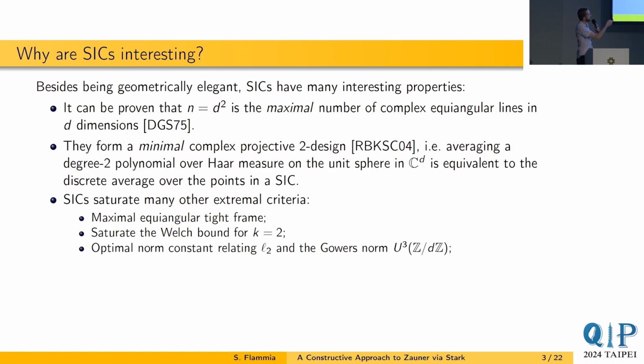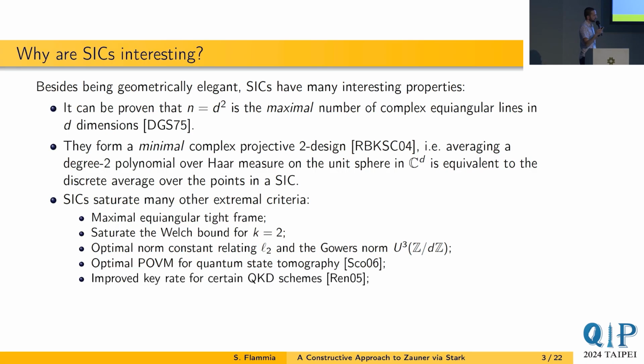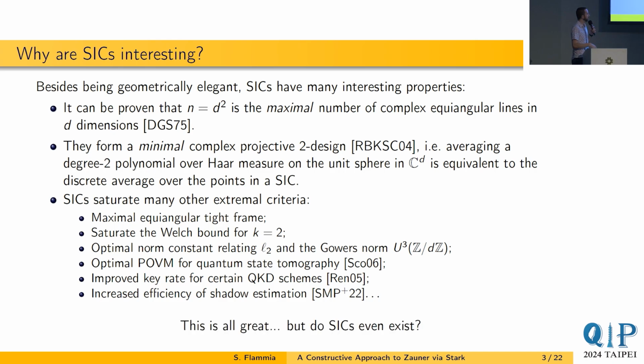So it saturates the Welch bound. It's the optimal norm constant relating L2 and the Gowers U3 norm for the group Z mod d. It's an optimal POVM for quantum state tomography by some definition. You get improved rates for certain QKD schemes. You can increase the efficiency of shadow tomography using these things.